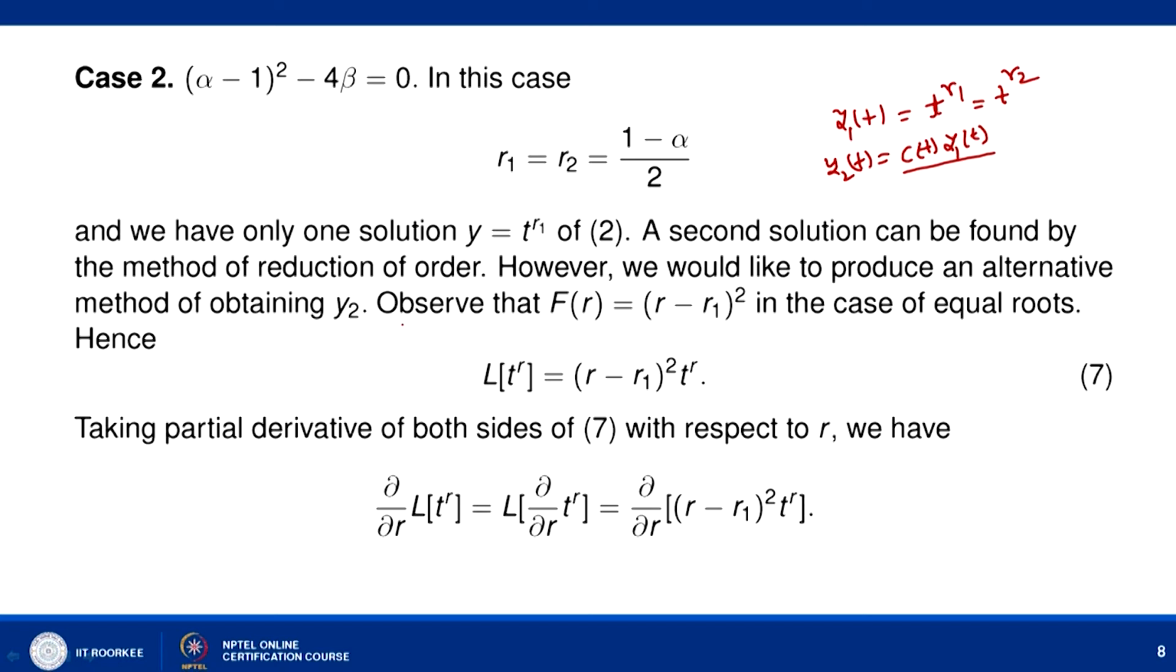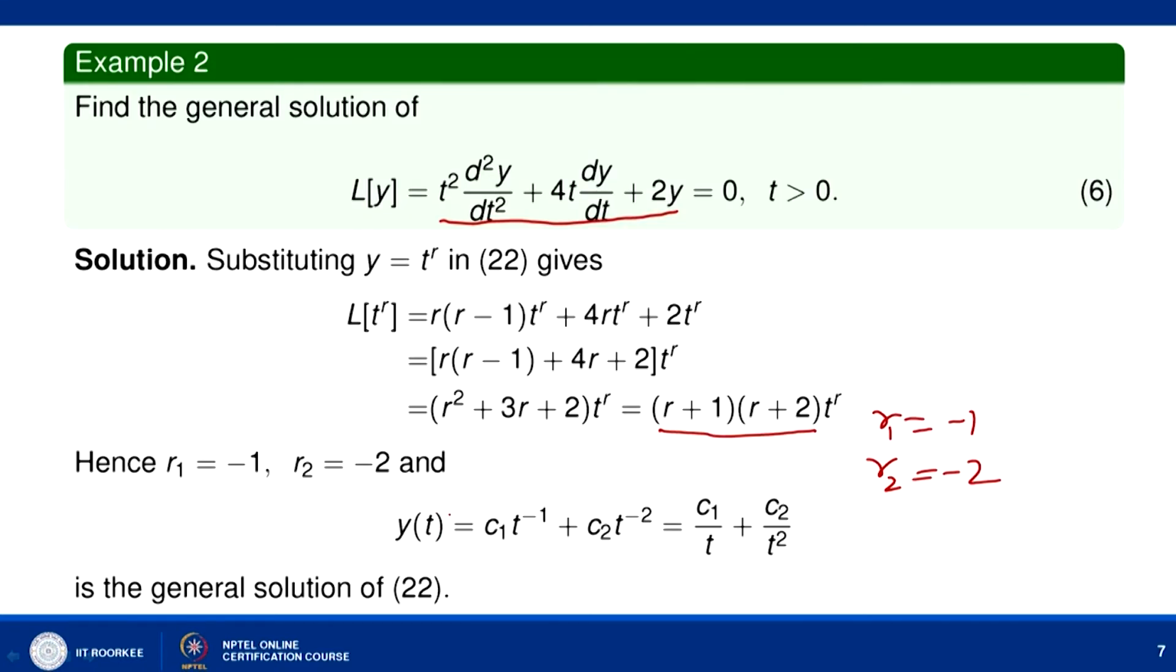So, let us observe that this f of r is given as r minus r 1 whole squared, because here r 1 is a double root. In this case we can write L of t to the power r is equal to r minus r 1 whole squared into t to the power r. We already know that r 1 satisfies this equation, and we have one solution, that is t to the power r 1. So, here we simply say that if we take the partial derivative of this equation number 7 with respect to r, what will we get? Partial derivative with respect to r of L of t to the power r equals L of partial derivative with respect to r of t to the power r. If you look at it, L represents an operator, this kind of equation.